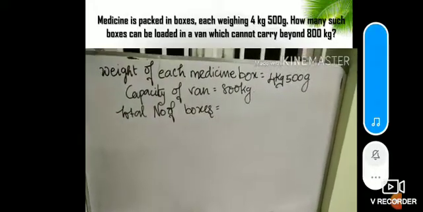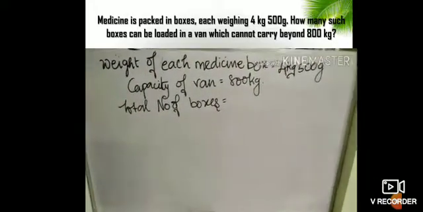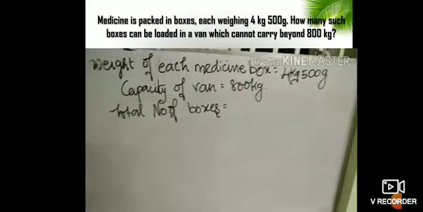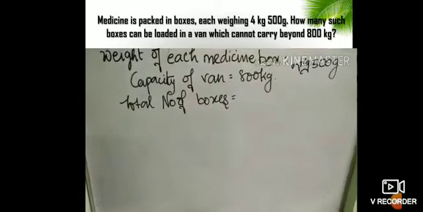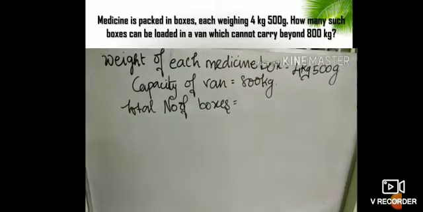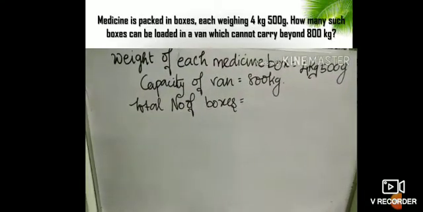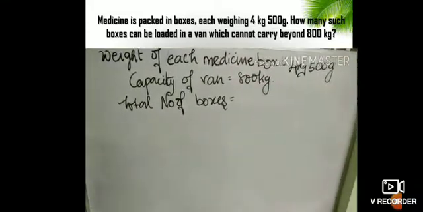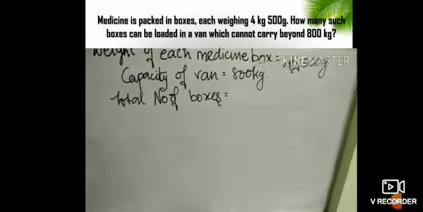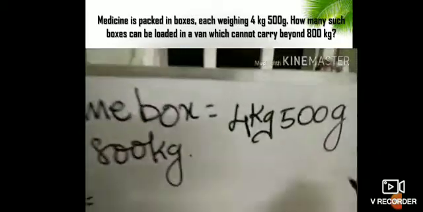So the weight of each medicine box is 4 kg 500 grams, but the capacity of the van is 800 kilograms. So now we have to find how many boxes will be in the van. So first I am going to convert this gram to kilogram.